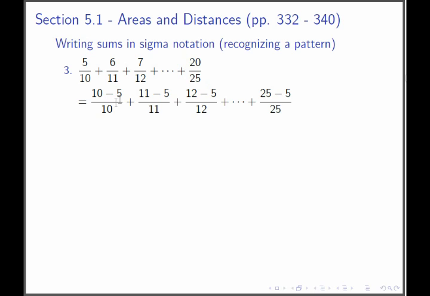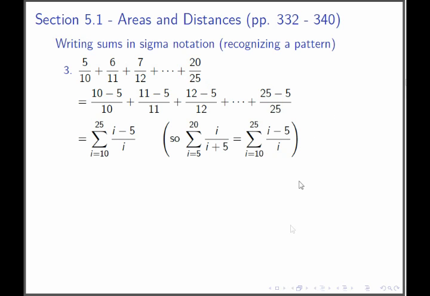10 minus 5 over 10 is 5 over 10. 11 minus 5 over 11 is 6 over 11, and so on. But now looking at it this way, I see that these numbers match and are increasing. So this should serve as my index this time. And the index should range from 10 up to 25. And so we write it this way.